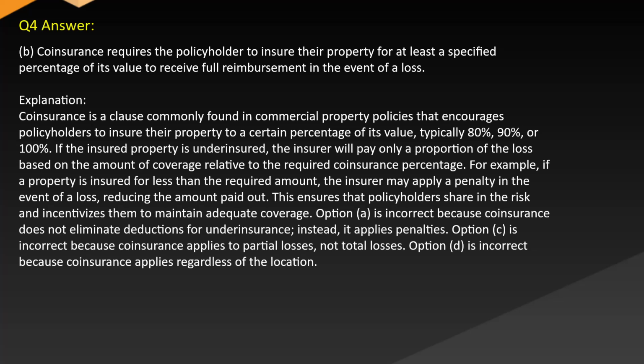Option A is incorrect because coinsurance does not eliminate deductions for underinsurance. Instead, it applies penalties. Option C is incorrect because coinsurance applies to partial losses, not total losses. Option D is incorrect because coinsurance applies regardless of the location.